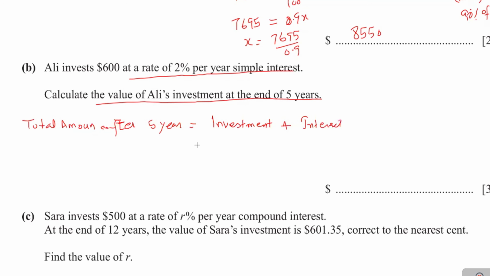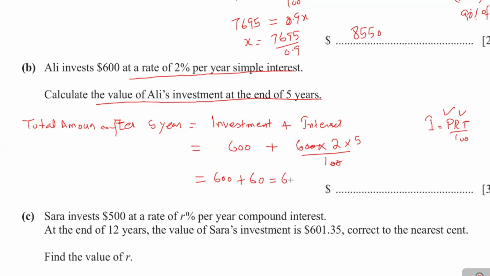Now the investment here is $600. The formula of interest here is I equal to PRT over 100. P is the principal amount. We write here the principal amount is 600, rate is 2, time is 5, over 100. And that will be equal to 600 plus 60, and $660 will be the answer.